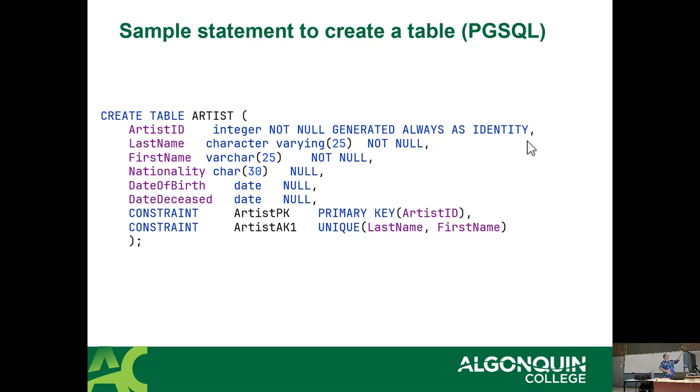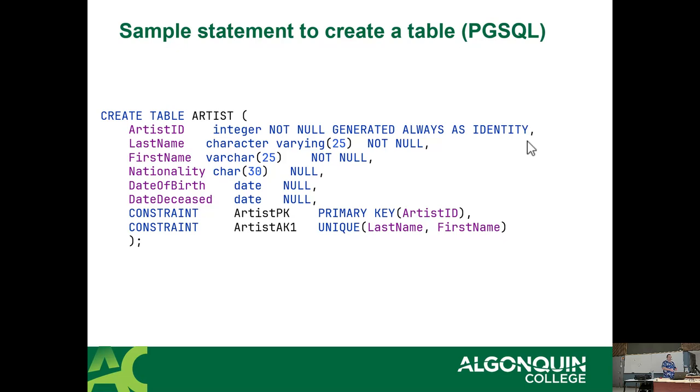Date of birth, date, null. Date deceased, date, null. Those are optional. Here's something cool. If something's allowed to be null, in other words, it's not required, you can skip the keyword null and it'll work, because by default, it's null, unless you tell it it's not null.